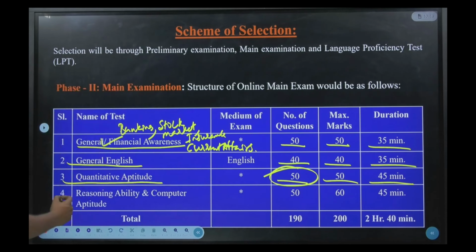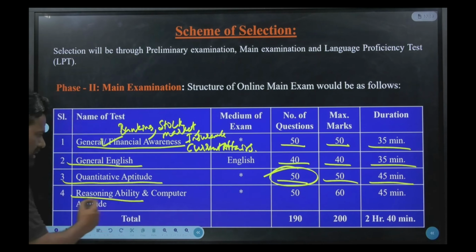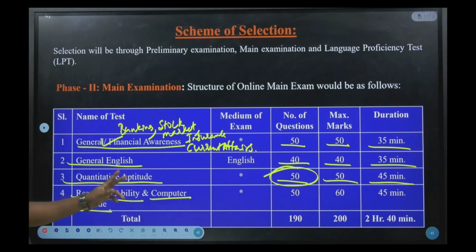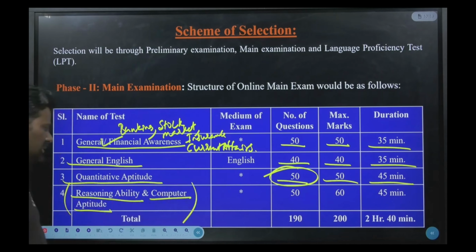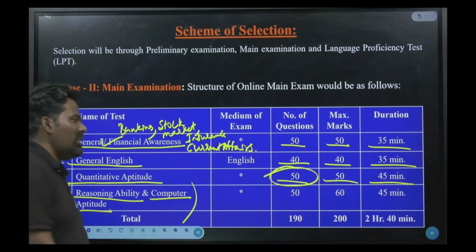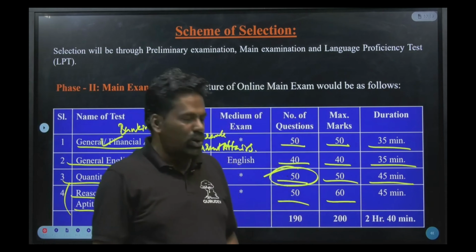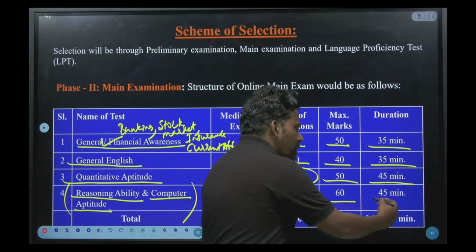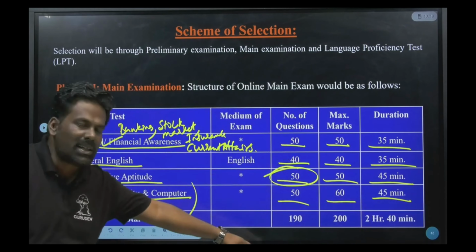Now coming to the last section. In this last section, you have 2 subjects actually. One is reasoning ability and another is computer aptitude, okay? So both the sections are merged, and it has become one section. From this 4th section, that is reasoning and computer aptitude, you will be getting 50 questions for 60 marks, and those 50 questions you have to solve in 45 minutes, correct? So this is the structure of mains examination.